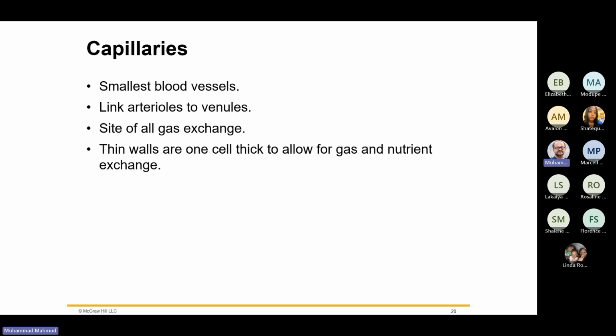Now, what about the capillaries? Capillaries are the smallest blood vessels, linking arterioles to venules, the site of all gas exchange, and their thin walls are one cell thick to allow for gas and nutrient exchange.